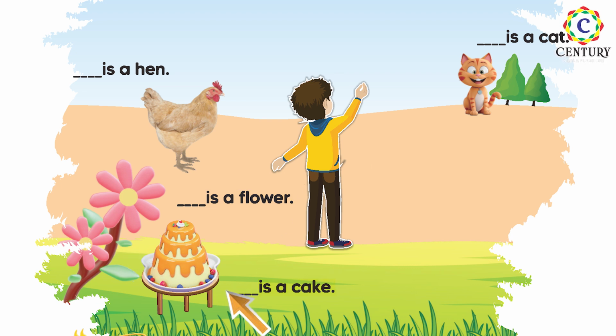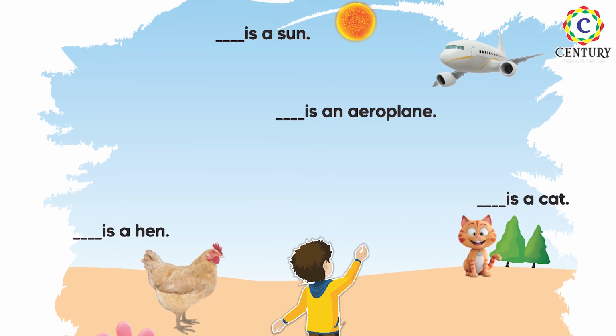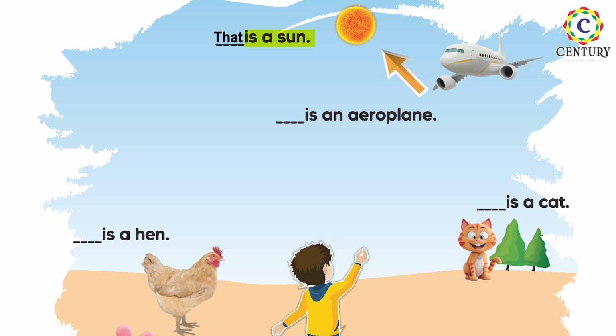So now which words will we use here? Okay, let's see that. The boy can say that is a sun, because sun is not near. Similarly, he can say that is an aeroplane, because aeroplane is not near. And which word is used for the cat? Who will tell me? Yes, because cat is far away. It's not near to the boy.